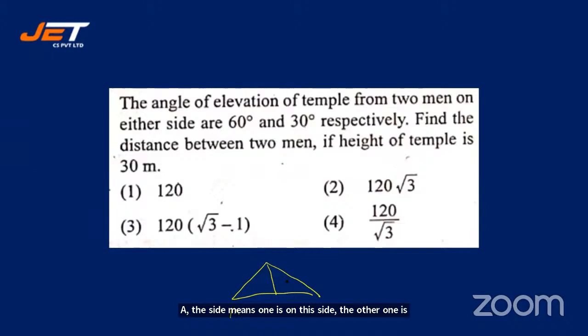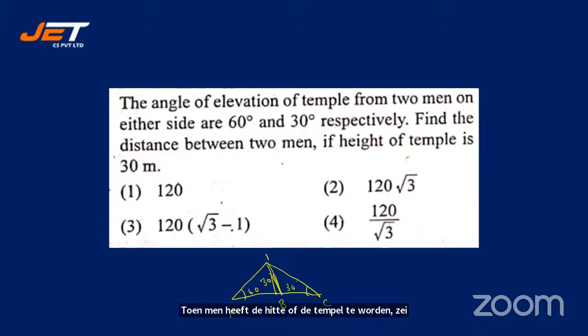Okay. So let's assume this to be A. So from A, it is 60 degree. All right. And the other side, let's assume this to be B. Let's assume this to be C. The other side, he says it is 30 degree. All right. Find the distance between the two men, if the height of the temple. So what is the height? This is the height. The height is 30.